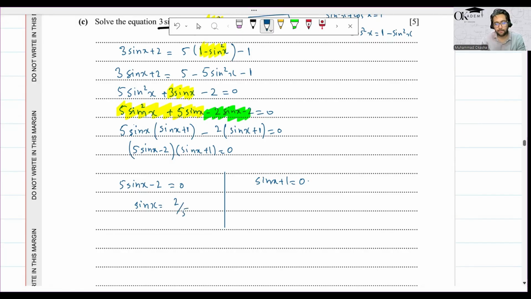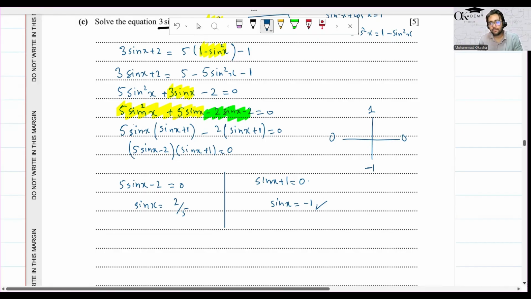In this case, sine x equals 2 over 5. In this case, sine x equals negative 1. Now this is settled because we already know that the value of sine is 0 at 0 degrees, 1 at 90 degrees, 0 at 180 degrees, and negative 1 at 270 degrees. So I could just write x equals 3 pi by 2, because that's the angle when sine x equals negative 1. This one I'll actually have to solve.